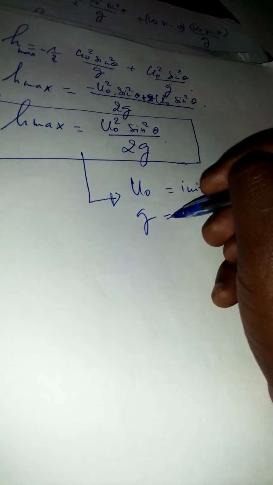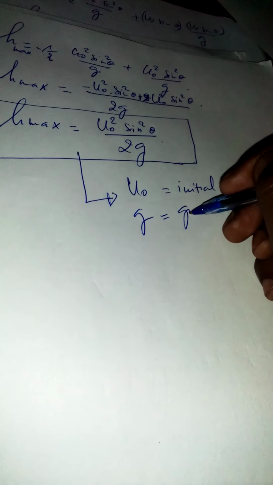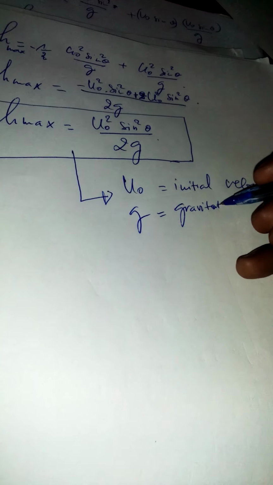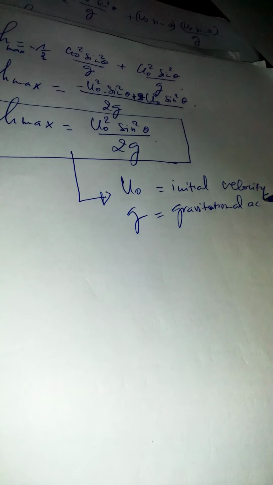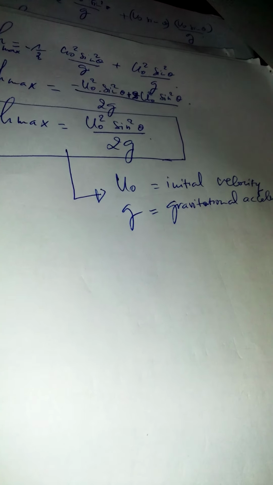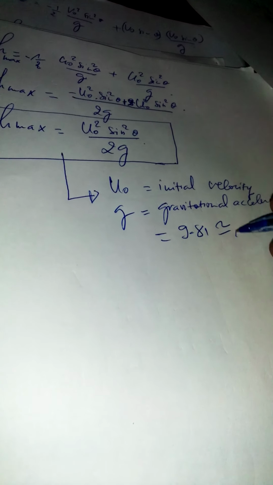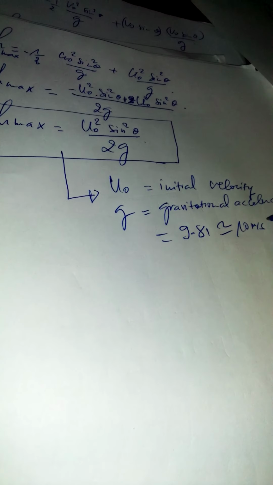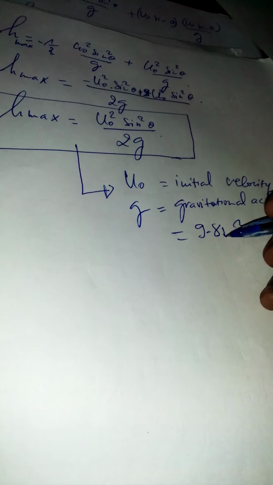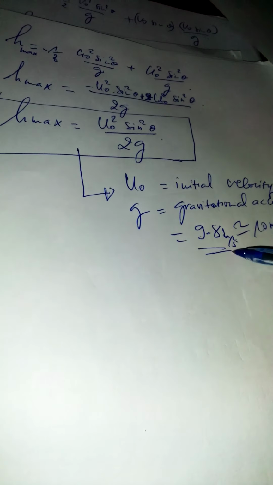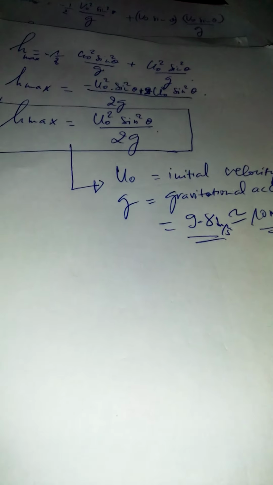This is the equation I needed to show you today, where u0 is the initial velocity and g is the gravitational acceleration, which is equal to 9.81, approximately 10 meters per second squared. You can use either one, no problem.